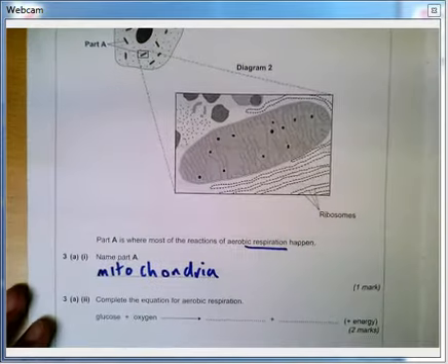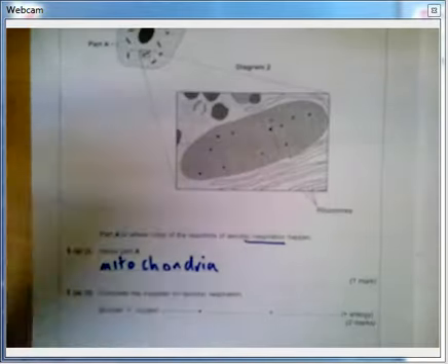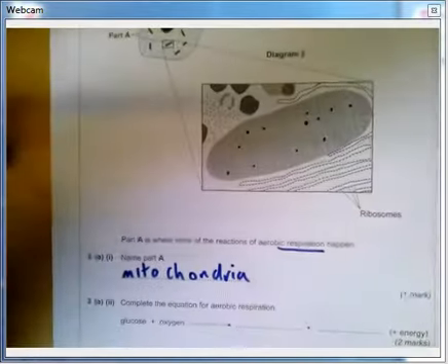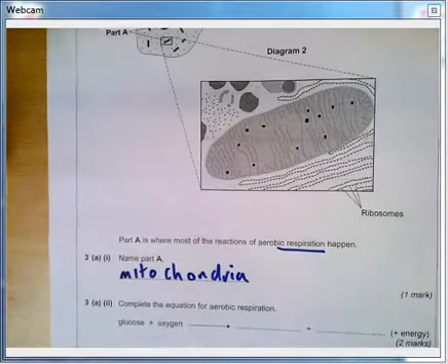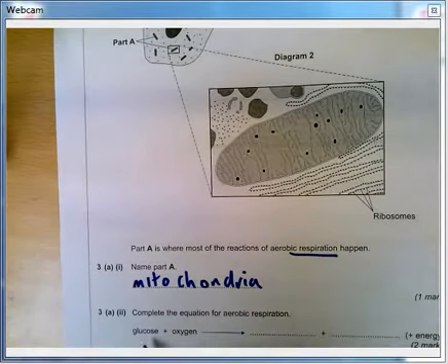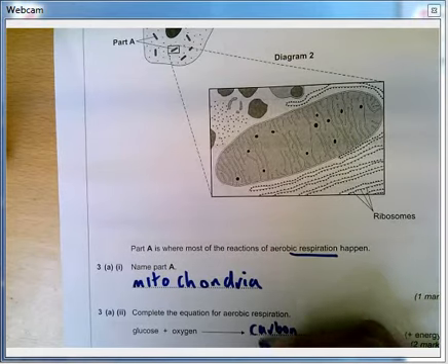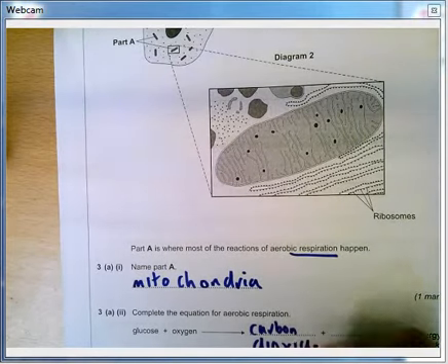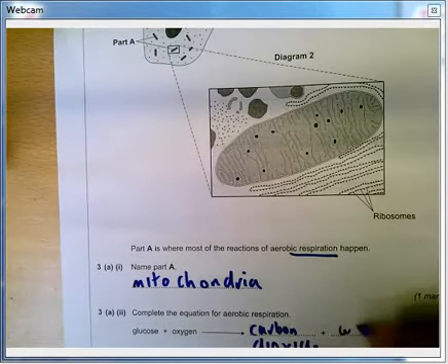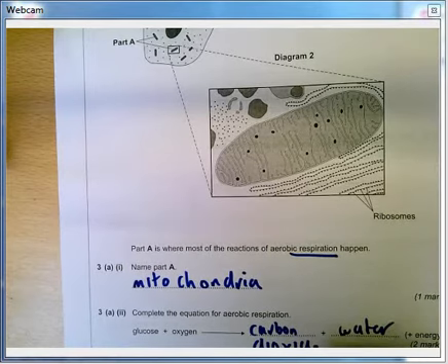Complete the equation for aerobic respiration. Okay, so aerobic respiration is a fairly straightforward equation. It says glucose plus oxygen leads to carbon dioxide. So you can write CO2, they do accept that, and water plus energy. Okay, so you could put CO2 there, and you could put H2O there.